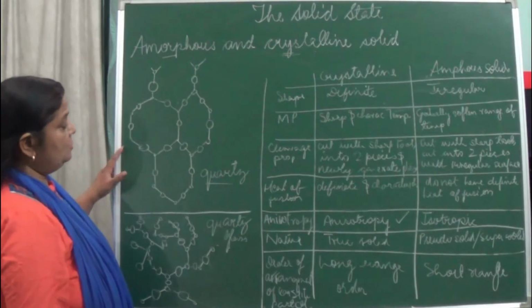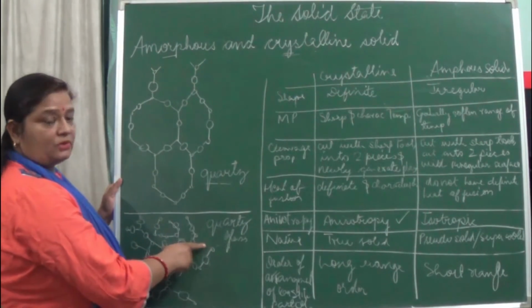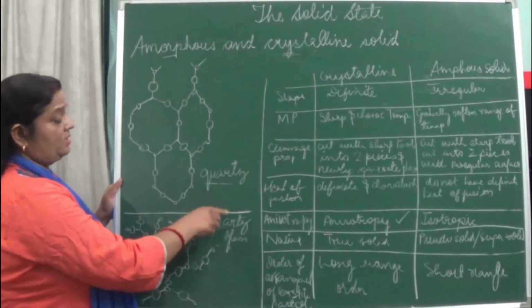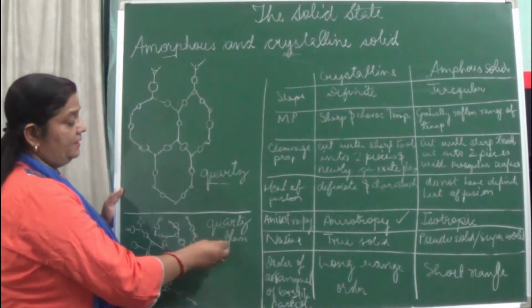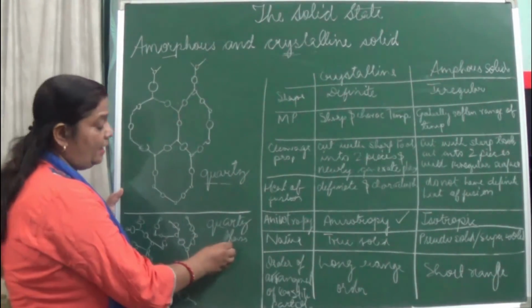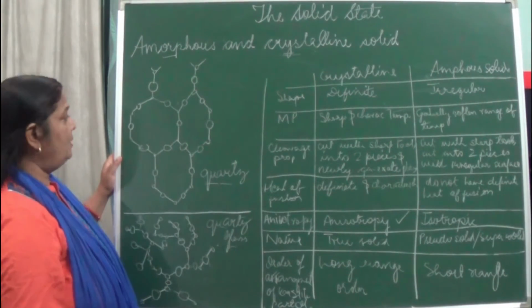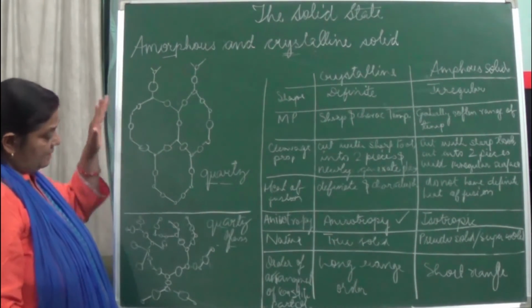Okay, for the crystalline solid I have written quartz, and for the amorphous solid I have also written quartz, isn't it? But here there is a difference. What is the difference here? Here we have written quartz glass.